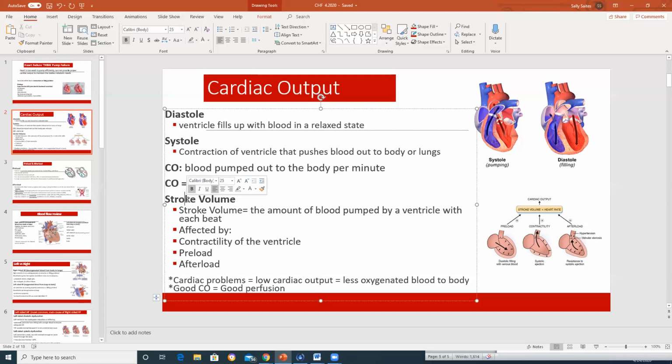Stroke volume is actually the amount of blood being pumped out of a ventricle with each beat. And it is affected by three things. It is affected by the contractility of the ventricle itself. It is also affected by preload and afterload, and we will be talking about preload and afterload. So if we have low cardiac output, we have less oxygenated blood to the body, and if we have good cardiac output, we have good perfusion.